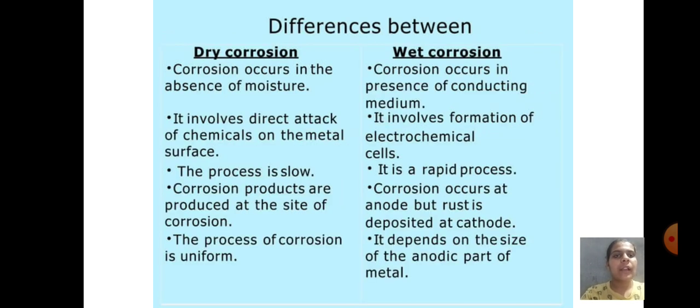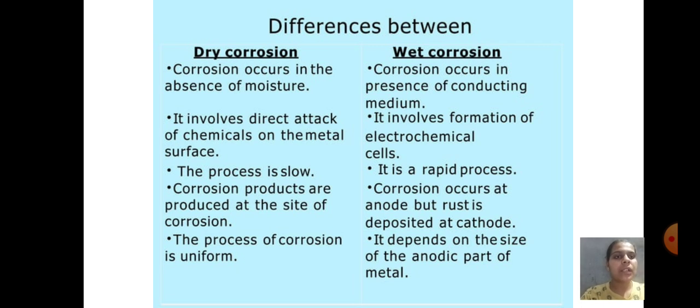Differences between dry corrosion and wet corrosion. In dry corrosion, it occurs in the absence of moisture. In wet corrosion, it occurs in the presence of a conducting medium. In dry corrosion, it involves direct attack of chemicals on the metal surface. In wet corrosion, it involves formation of electrochemical cells. In dry corrosion, the process is slow.